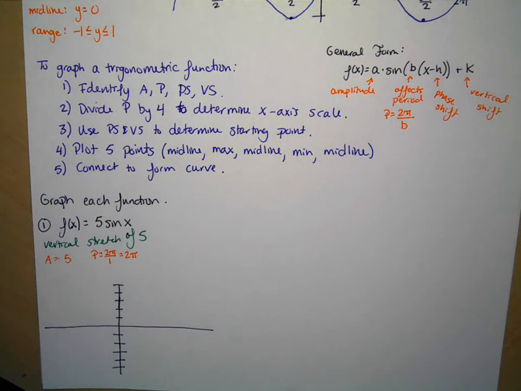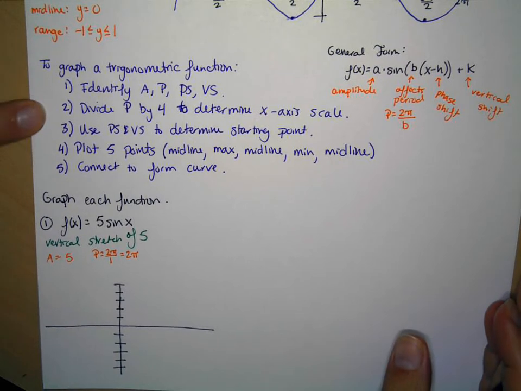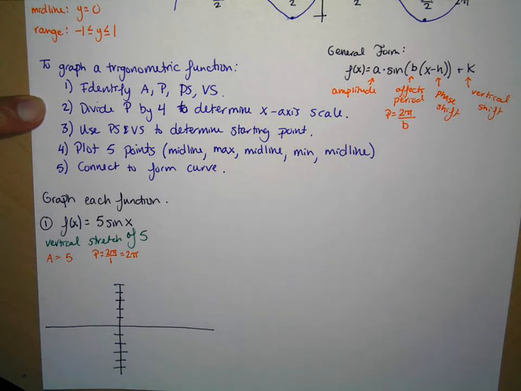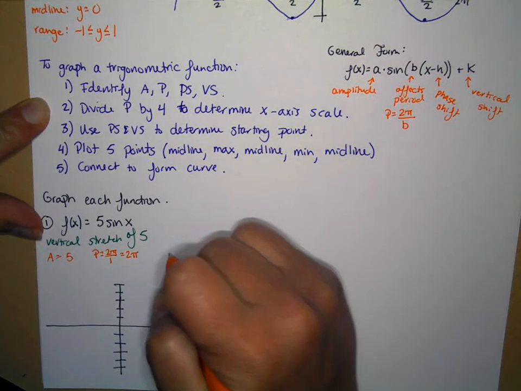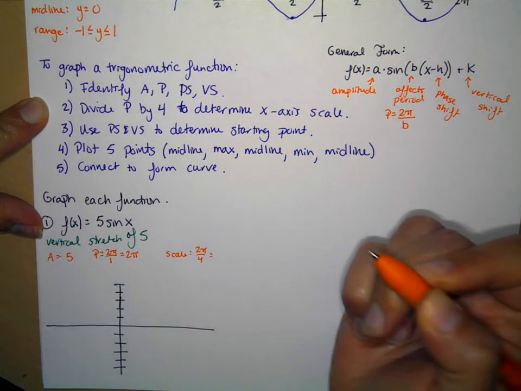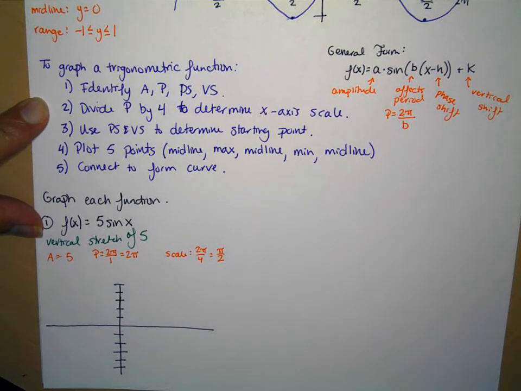All right. So we've identified our amplitude, period, phase shift, vertical shift. Now we're going to take our period and divide it by 4. So 2 pi divided by 4. 2 over 4 is the same as 1/2. So we get half of pi, or pi over 2. So our scale on this one will actually match the scale on our parent function.